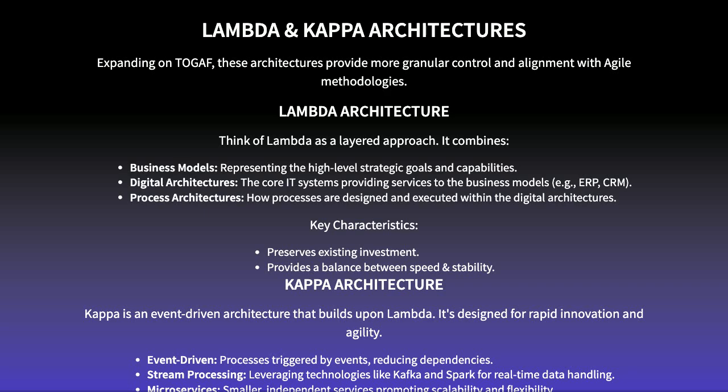Now, Kappa takes things even further. It's an event-driven architecture built on top of Lambda, meaning changes trigger actions automatically rather than relying on rigid sequences. It uses technologies like Kafka to handle streams of data in real time and breaks things down into smaller, independent microservices, making it super flexible for rapid innovation and continuous change. Essentially, if you need constant experimentation and quick delivery, Kappa is your friend.